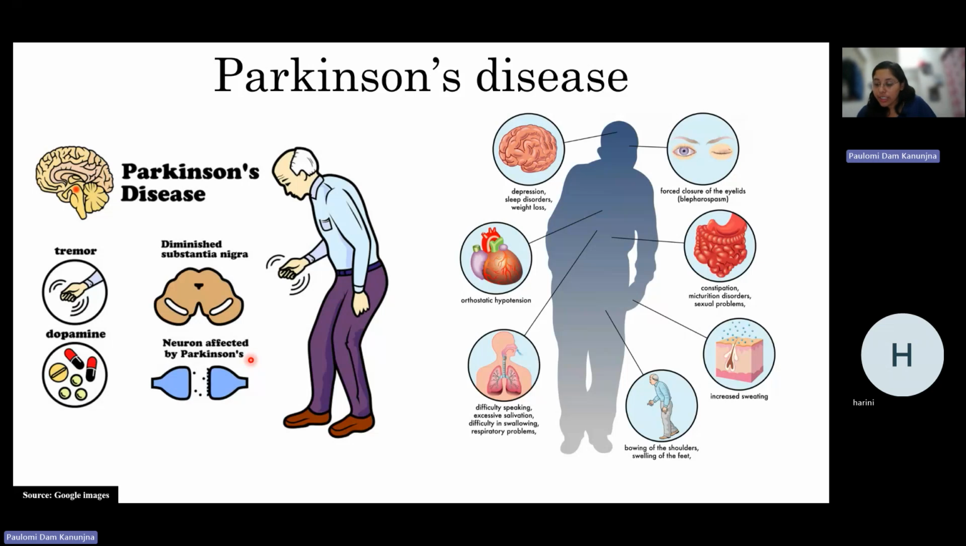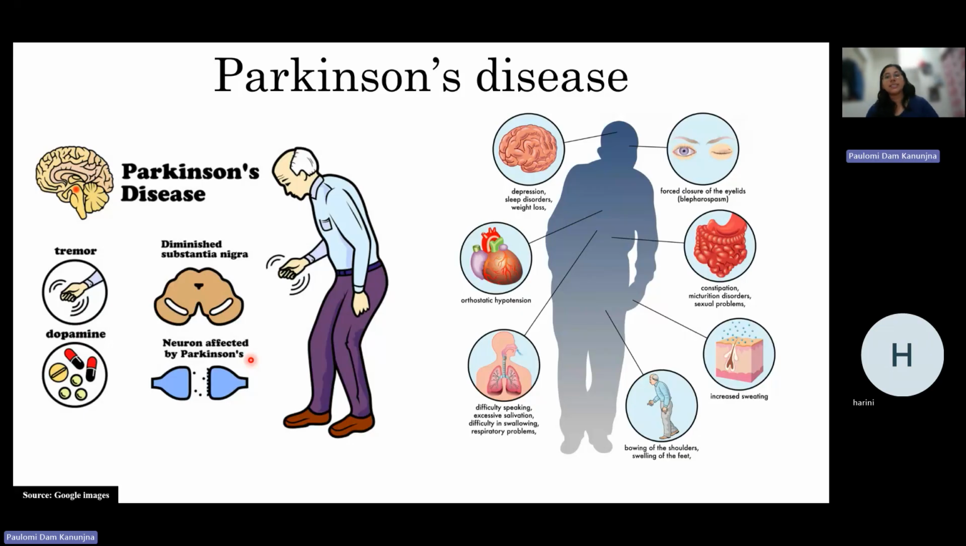So the next disorder, which is relevant for today's discussion, is Parkinson's disease. Now, remember the previous one, Alzheimer's, is a dementia disorder. So it has more to do with your cognitive changes, your memory changes, your behavioral changes. But Parkinson's mostly deals with motor problems, right?